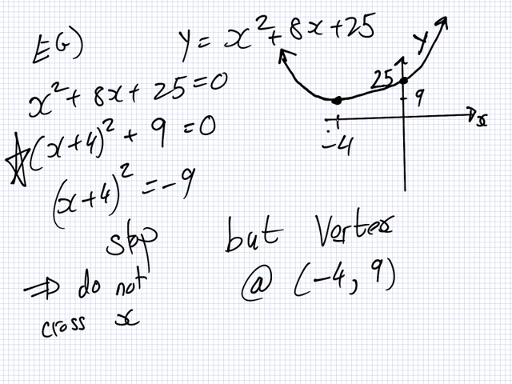So sometimes it's not possible to find where it crosses the x-axis. We can only use the y-intercept and the vertex. And that's okay if it happens in the exam. We just use these 2 points. Okay, so if you can write this one down, please.